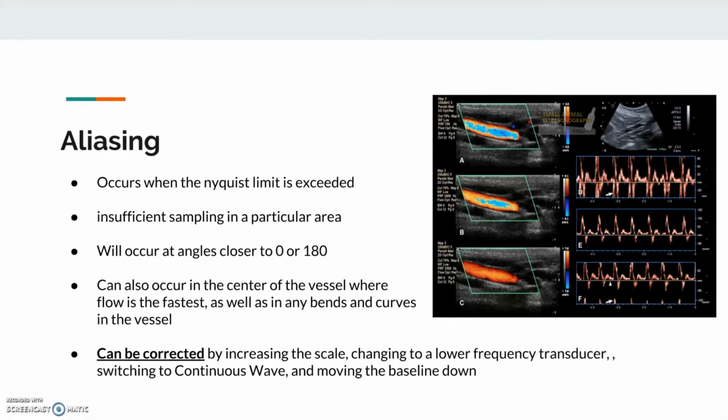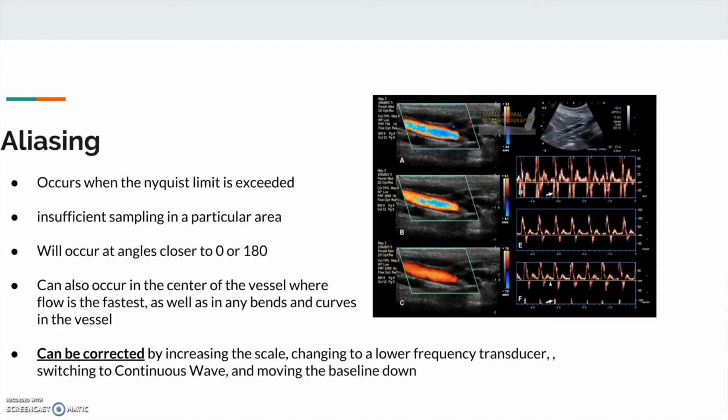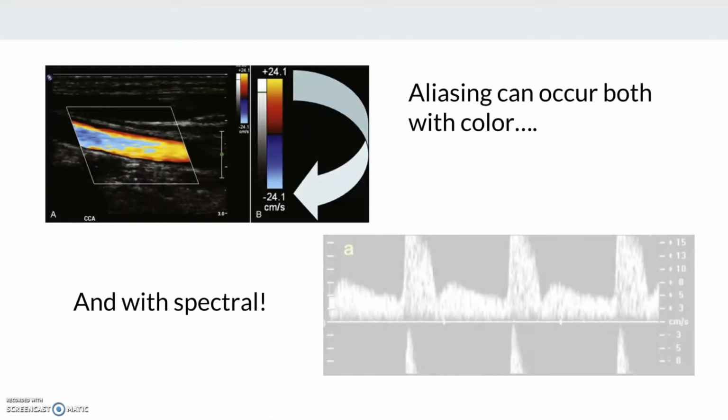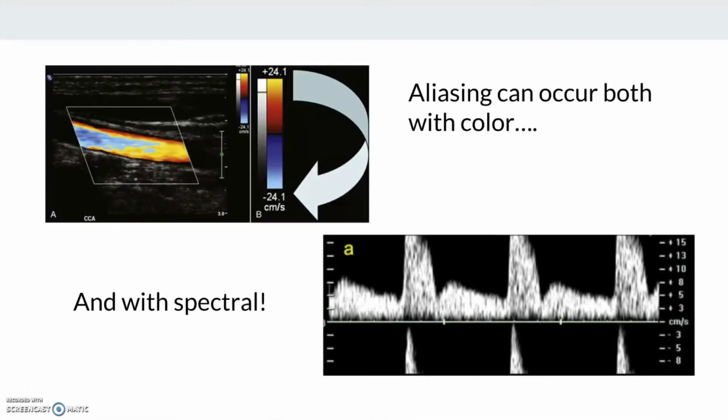All we have to do is increase the scale, change to a lower frequency transducer, switch to continuous wave Doppler, or we can just move the baseline down. Aliasing can occur both with a color image and with a spectral image. You can see in the color image the baseline wrapping around from the top to the bottom. It goes from red to yellow to blue, so we have to increase the scale to correct for this.